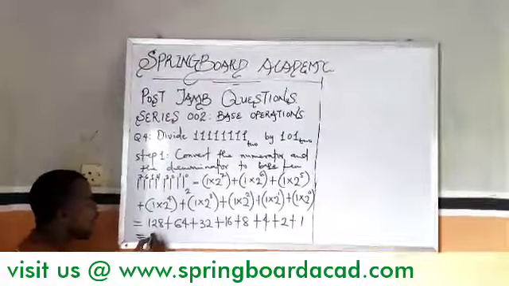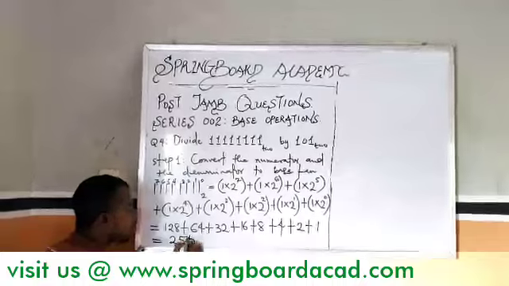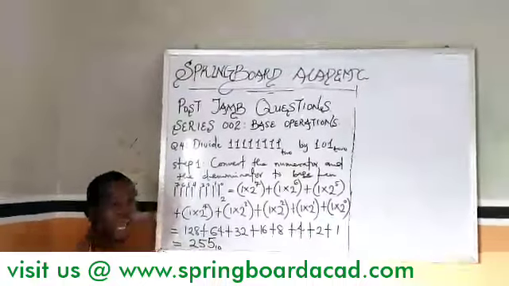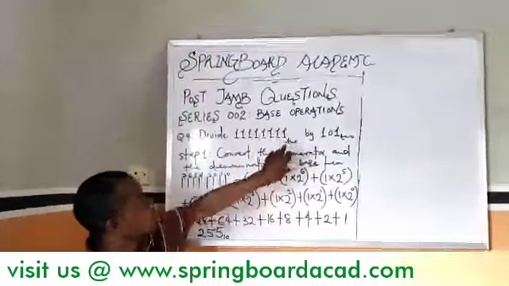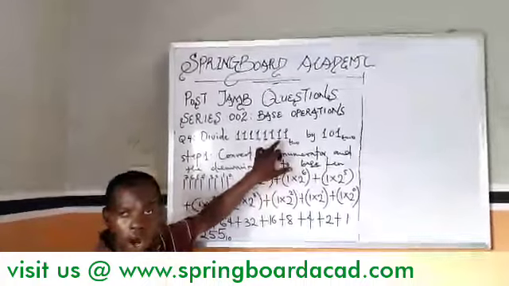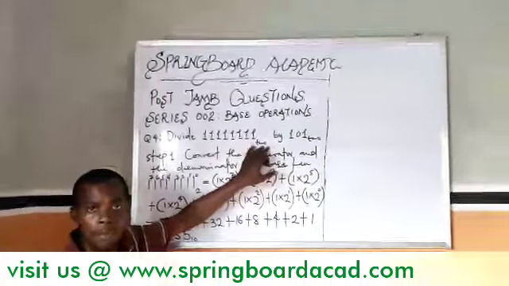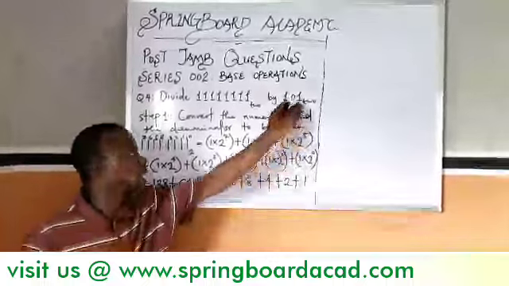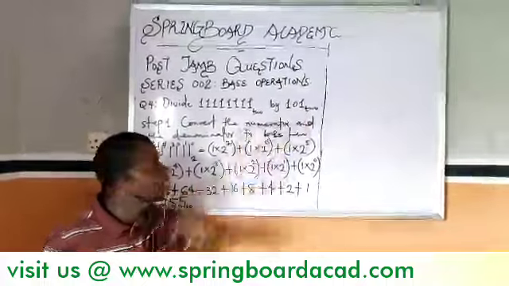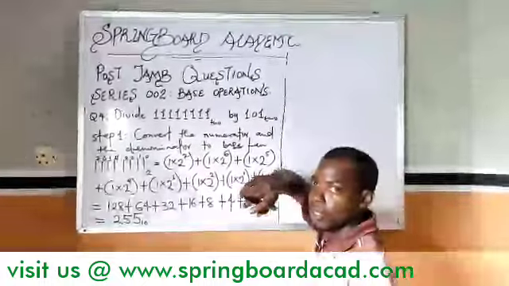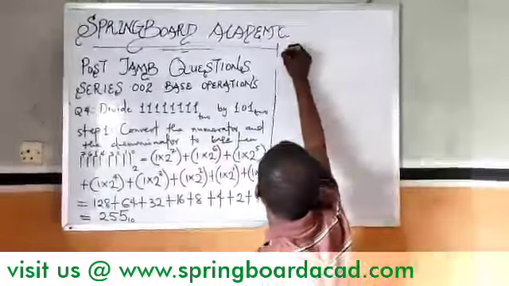Down here, you have 2, 5, 5, base 10. Now we have been able to convert the numerator from base 2 to base 10. Now we do the same to the denominator. Let's do that. Now what do you have for the denominator?